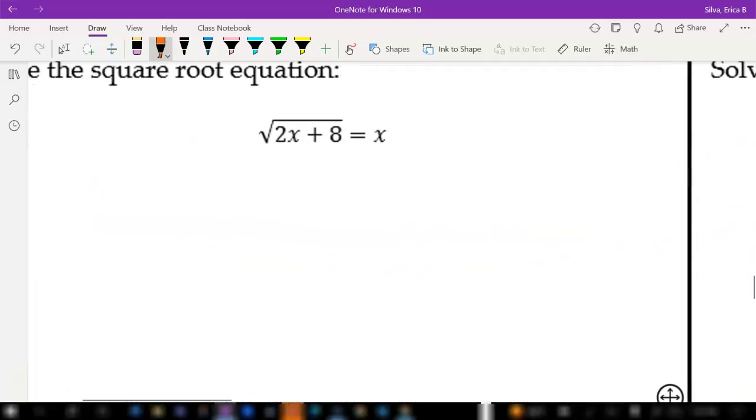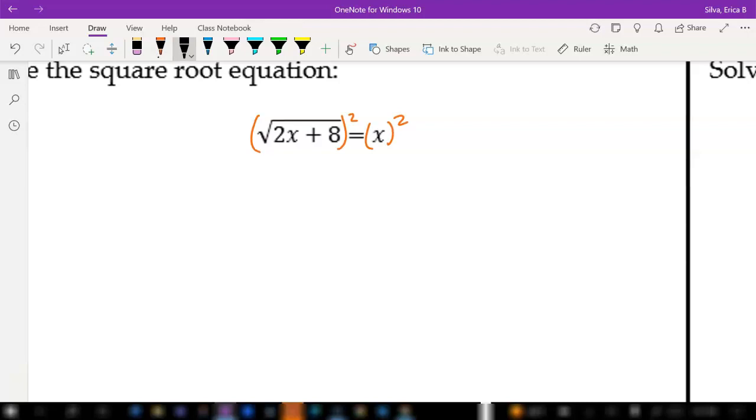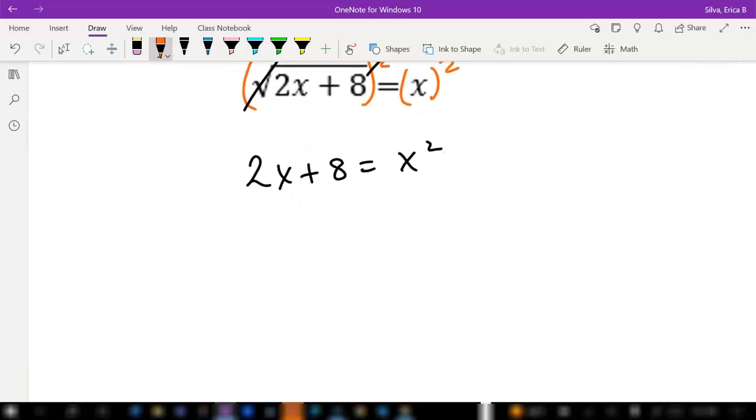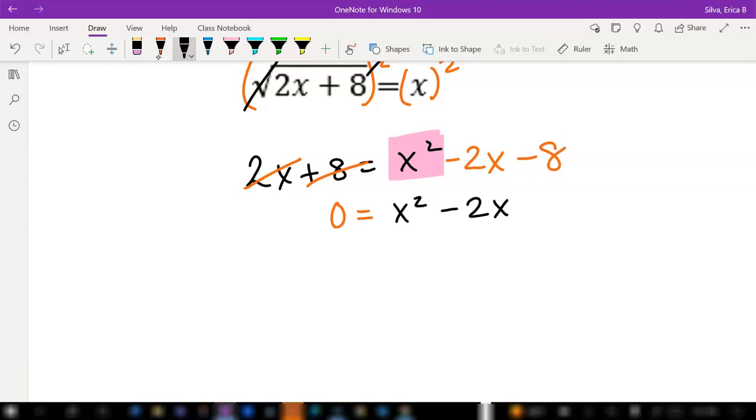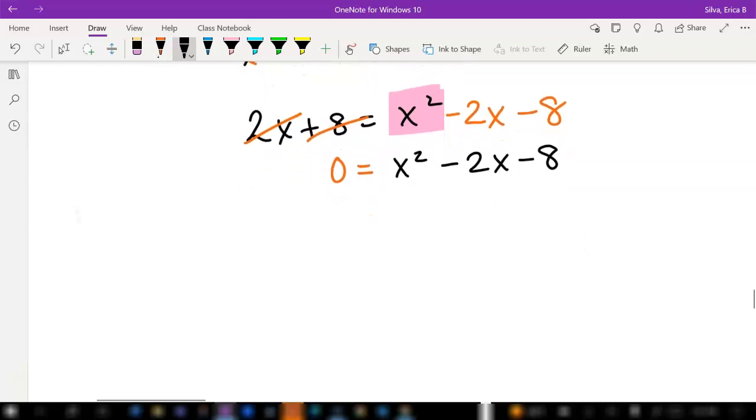We're going to solve this square root. The square root on the left side is already isolated, so let's go ahead and square both sides. These cancel. We get 2x plus 8 equals x squared. Again, we have an x squared, which means we need to make it equal to 0. Since my x squared is already positive on this side, I'm going to move the 2x to the right side and the -8 to the right side. And that gives us an equation where it's equal to 0. And once it's equal to 0, we can solve.